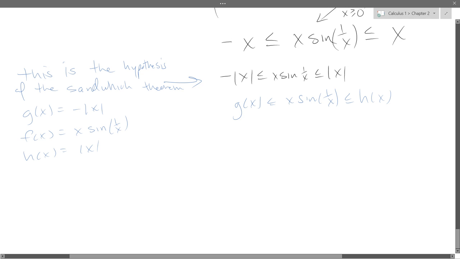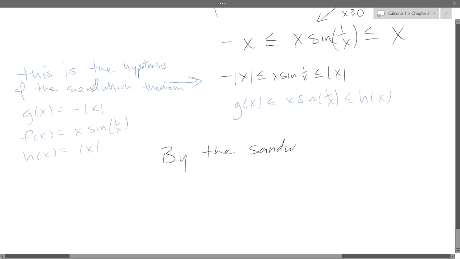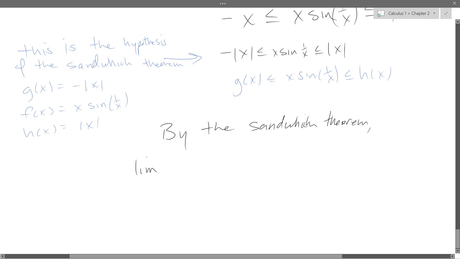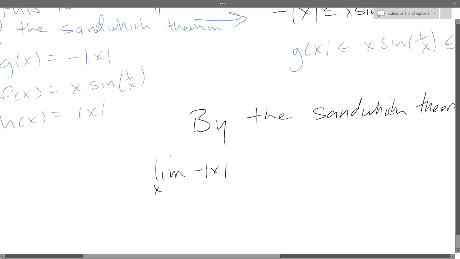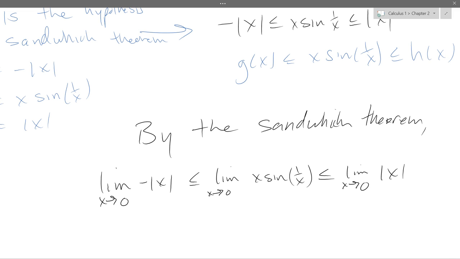So once you satisfy the hypothesis, you have to name the theorem. So you write, by the sandwich theorem, we got the limit of negative absolute value of x as x approaches 0 is less than or equal to the limit of x sine 1 over x as x approaches 0, less than or equal to the limit as x approaches 0 of absolute value of x. All right, so that is the sandwich theorem. Your small limit and your large limit are going to bound your middle limit. So all I have to do is figure out what these outside limits are.